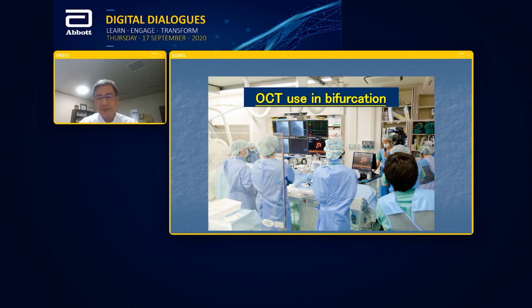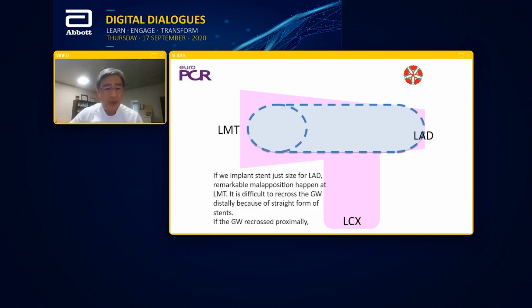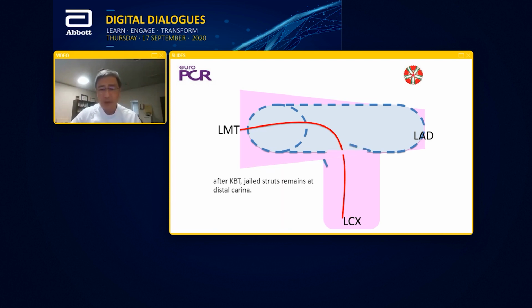So, for example, if we implant a stent sized just for the LAD, remarkable malapposition happens at the LMT. And it is difficult to recross the guide wire distally because of the straight form of the stent. And if the guide wire recrosses proximally, after KBT, the JL strut remains as a distal carina.